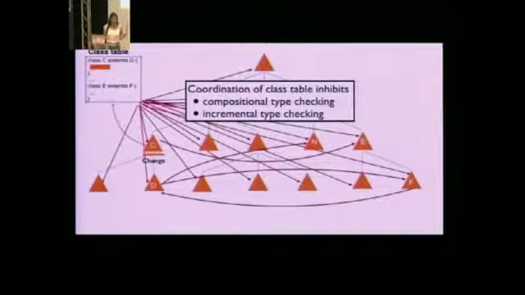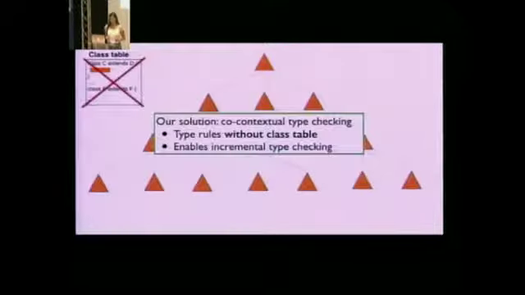In this work, we focus mostly on incremental type checking. And what is our solution to this problem? Our solution is that we propose co-contextual type checking for Featherweight Java, whose type rules are defined without a class table. So we just remove the class table entirely, and this enables incremental type checking.